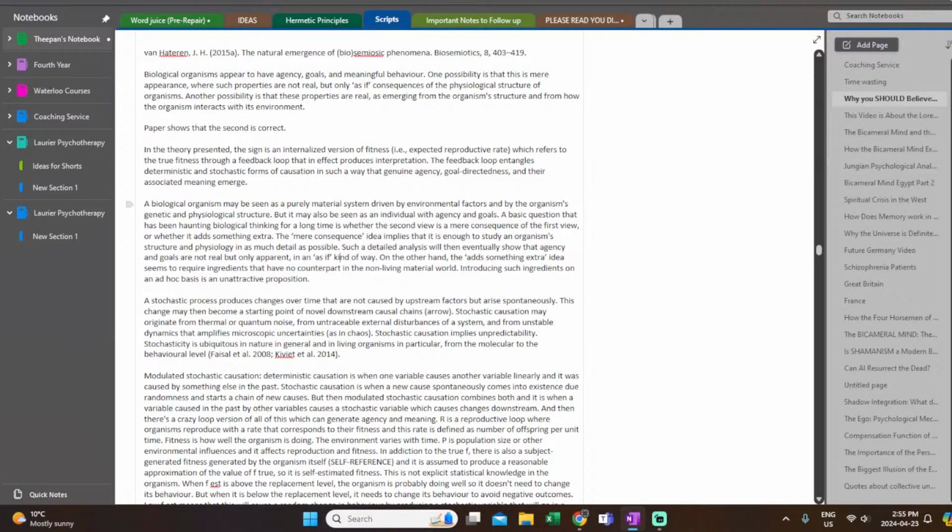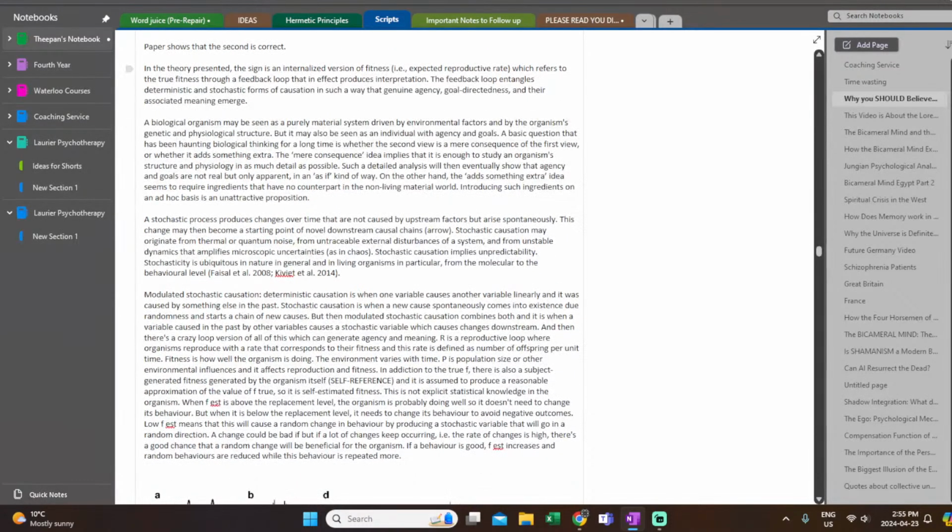But the view is wrong, as is shown in this paper and in all of the subsequent papers that I've been reading. A stochastic process... Okay, so yeah, this is describing stochasticism. This will probably give a good definition. A stochastic process produces change over time that are not caused by upstream factors but arise spontaneously. This change may then become a starting point of novel downstream causal chains. Stochastic causation may originate from thermal or quantum noise, from untraceable external disturbances of a system, and from unstable dynamics that amplifies microscopic uncertainties, as in chaos. Stochastic causation implies unpredictability.